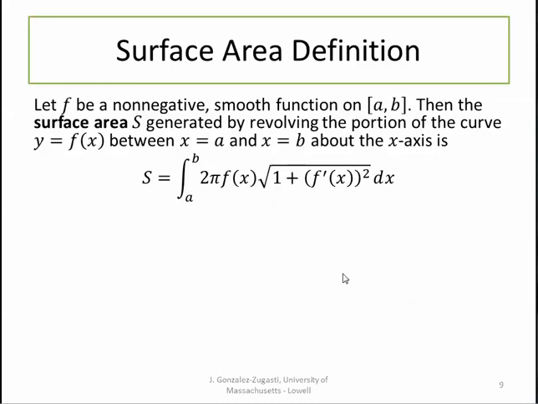Let f be a non-negative smooth function on the interval [a, b]. Then the surface area S generated by revolving the portion of the curve y equals f of x between x equals a and x equals b around the x-axis is the integral from a to b of 2 pi times f of x times the square root of 1 plus the derivative of f squared.